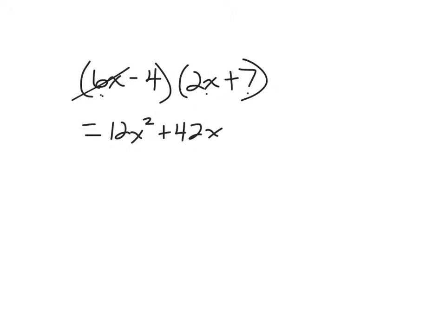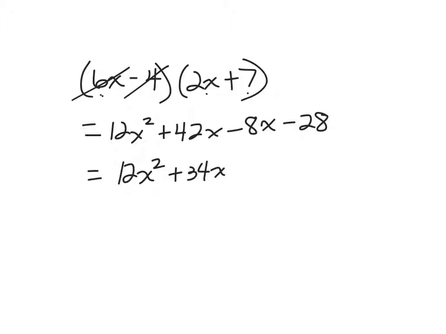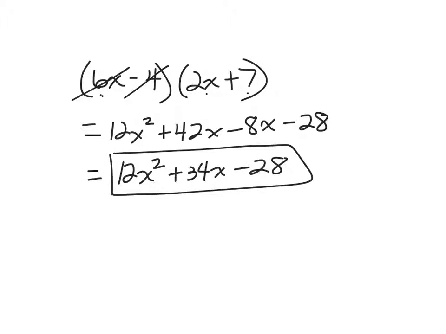Let's do the negative 4. Negative 4 times 2x. Negative 8x. Negative 4 times 7. Done with the negative 4, and I'm done distributing. And so we got a couple of like terms here. So I got 12x squared, 42x minus 8x, wouldn't that be 34x? And minus 28. So you've done that a lot in your life, right?